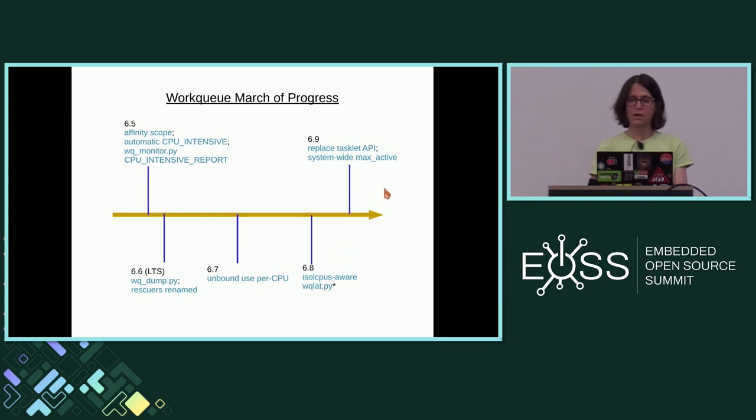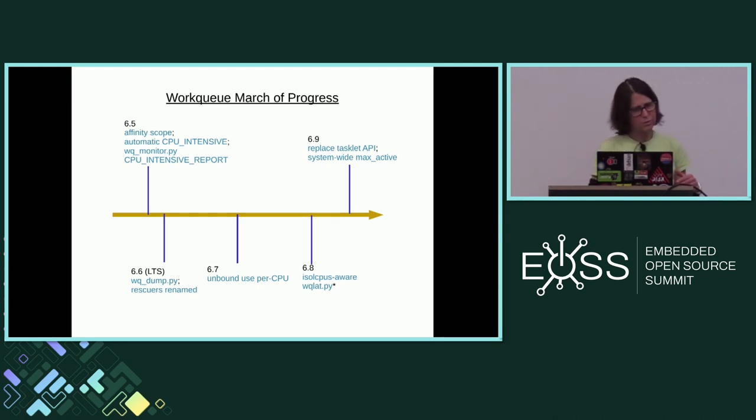Now, the big headline for 6.9 is that the Tasklet API, which had a use-after-free problem, has now been converted to use the workqueue API. So you might think, oh, tasklets are no longer softirqs.